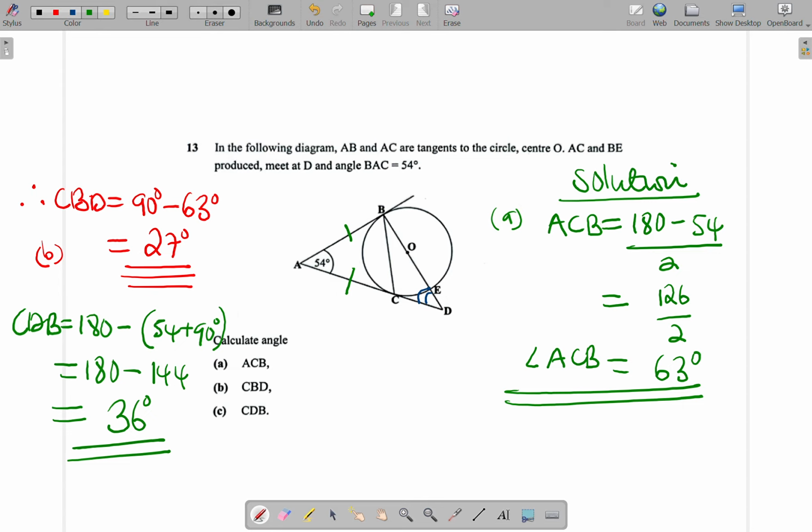That is my solution. So here I have my answer: this is 63 degrees, this is 27 degrees, and that is going to give me 36 degrees. As simple as that. Great. This is how you answer your ECZ question. This came actually in 2022. I think this was an internal paper.